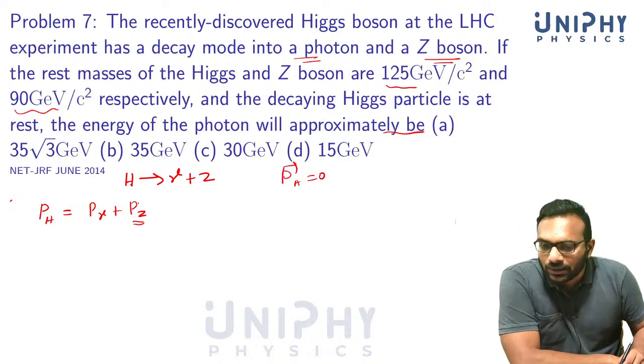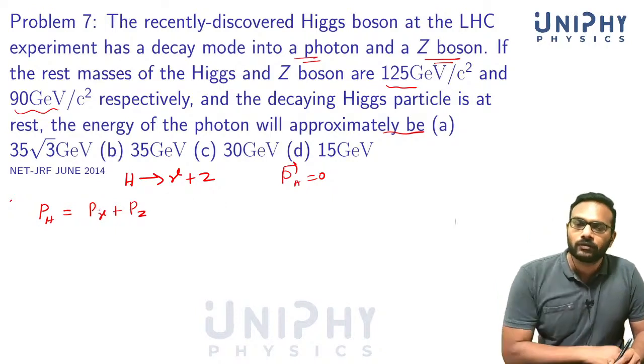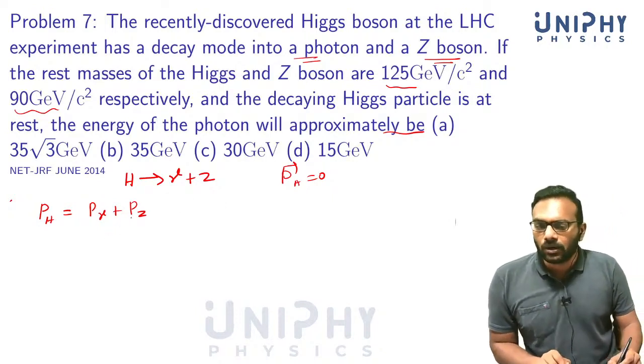Now we need to eliminate the 3 momentum of the Z. We also need to eliminate the 3 momentum of the photon. Only then will we get the answer. Now how do we do that?